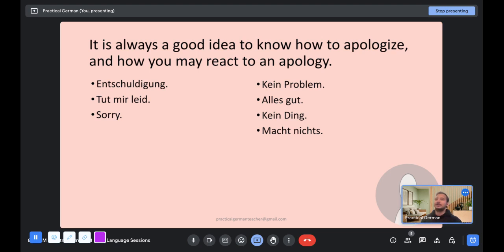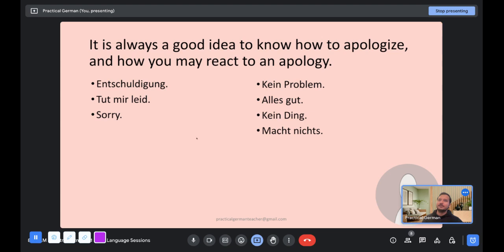Mag nicht. Okay. So the meaning is obvious. This is sorry. Tut mir leid. It actually means, okay, I have to think of the literal meaning. Tut mir leid. It's something like it pains me, or something like that. I'm sorry to hear that.